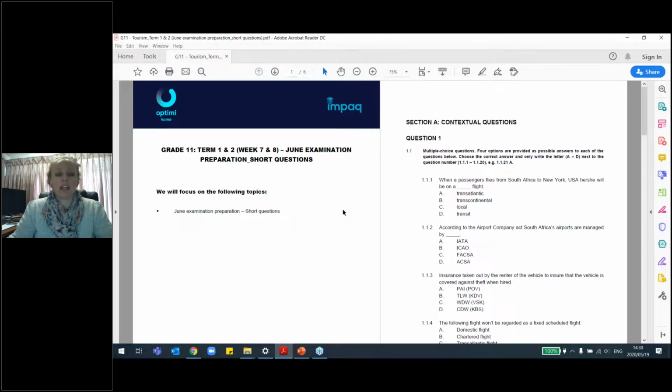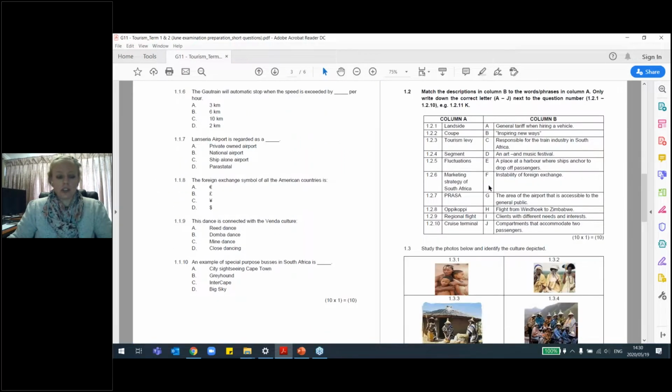So you will see it's a PDF document as shown on your screens right now. You will see it's just the short questions. Question 1 is usually a multiple choice question. So they will give you a question and then you must choose an option, A to G. So that's usually how the multiple choice question looks like.